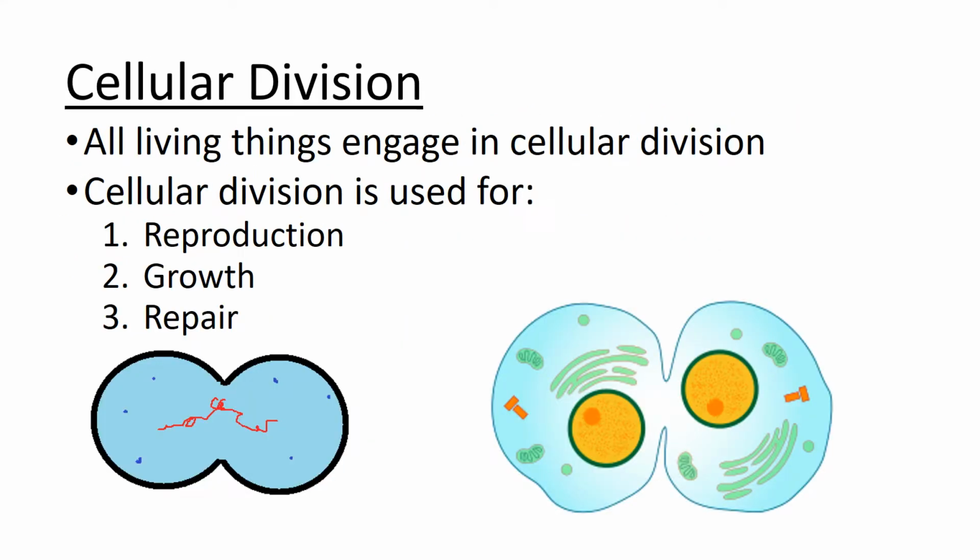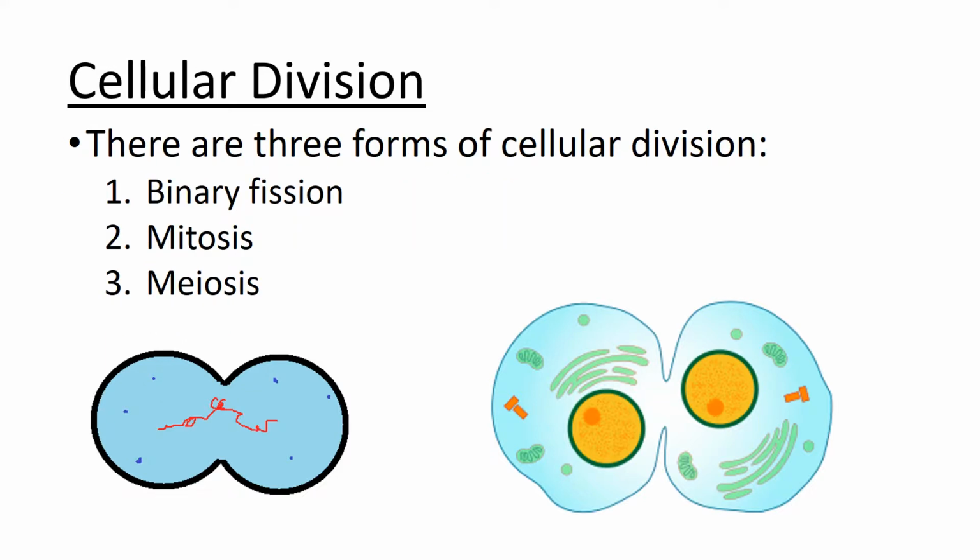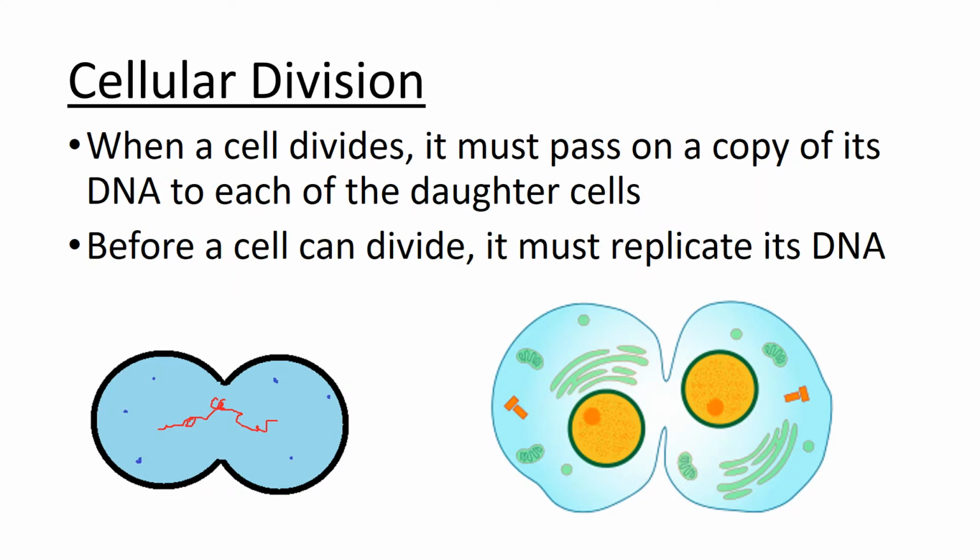All living things engage in cellular division. Cellular division is used for reproduction, growth, and repair. There are 3 forms of cellular division: binary fission, mitosis, and meiosis. When a cell divides, it must pass on a copy of its DNA to each of the daughter cells. So before a cell can divide, it must replicate, or copy, its DNA.